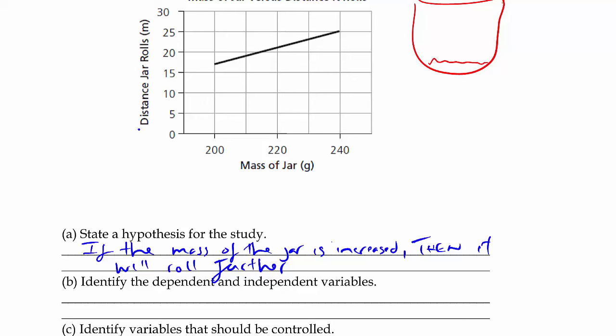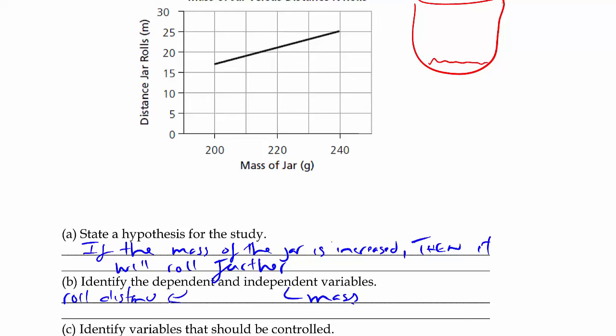Y-axis has to be the independent variable. But it's probably better to think about it. The thing you are controlling is the independent variable. So that would be the mass of the jar. And that, of course, is gained by adding in water. The dependent variable is the roll distance, length, whatever you like.